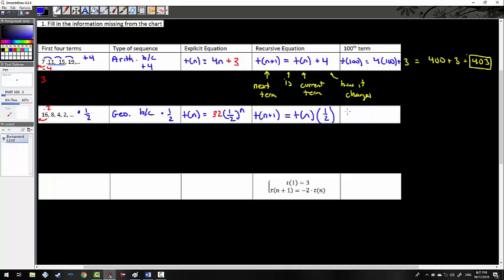The 100th term, that's going to be hard to find actually, but we can at least show what it looks like. 32 times 1/2. Again, I'm going to switch colors because I'm moving to the black part of the screen. It'll be raised to the 100th power.